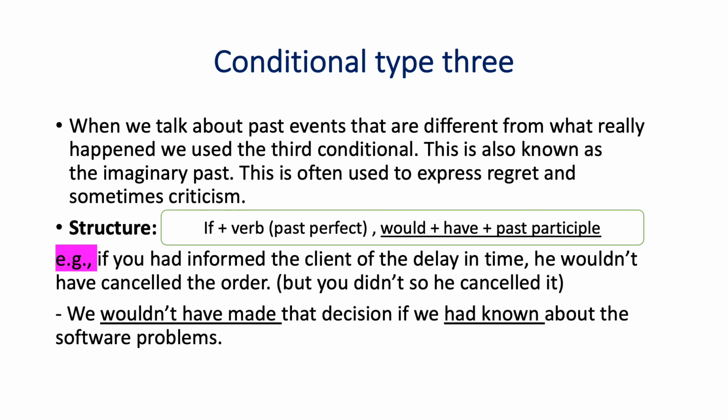Another example: we wouldn't have made that decision if we had known about the software problems. So here we have the main clause, "wouldn't have", with a negative, and then "made that decision if we had known about the software".